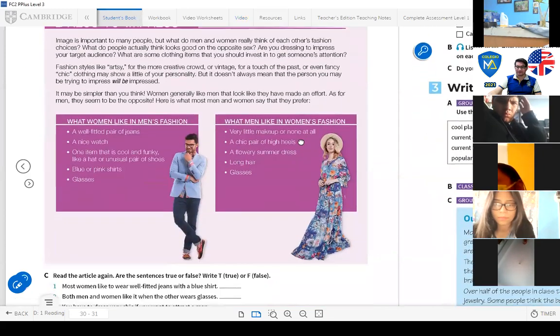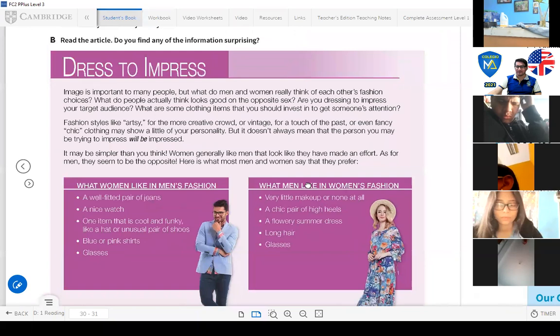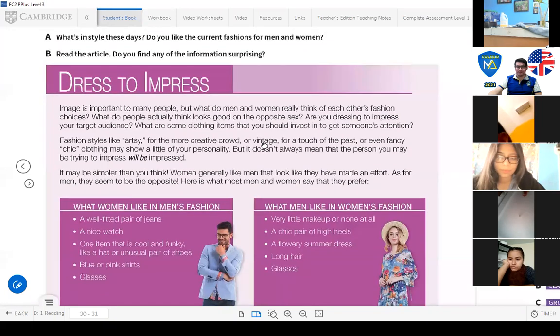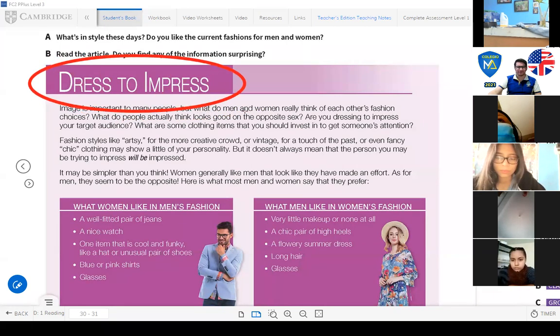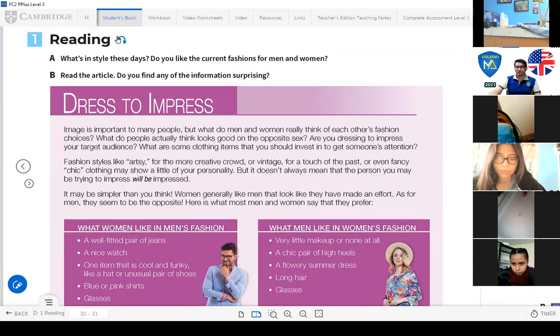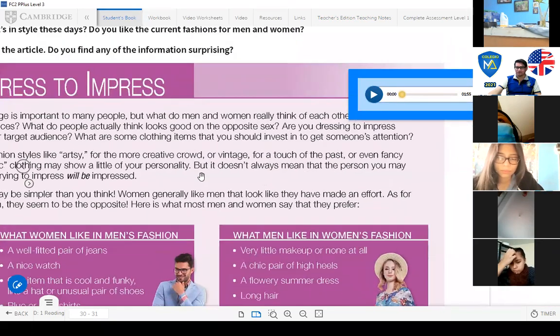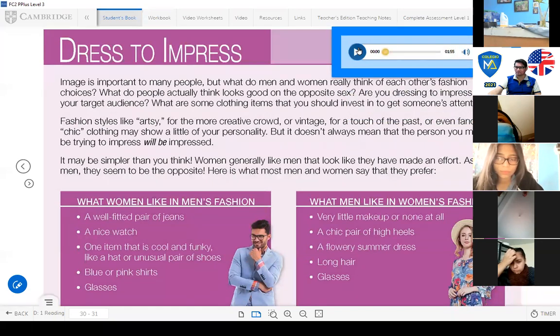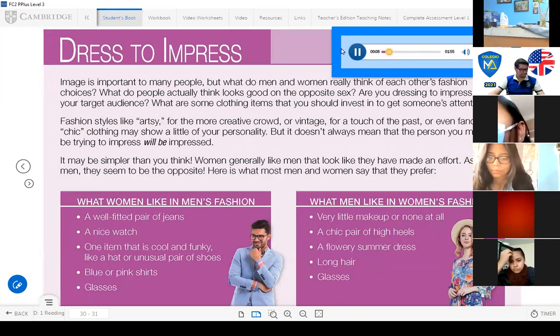Let's read the article and let's see if we can find any important or any surprising thing, okay? It says here, dress to impress. That's a very strong title, dress to impress. Okay, let's see. We are going to read this article now. Pay attention. Lesson D. Views on fashion. Page 30. Exercise 1. Reading.